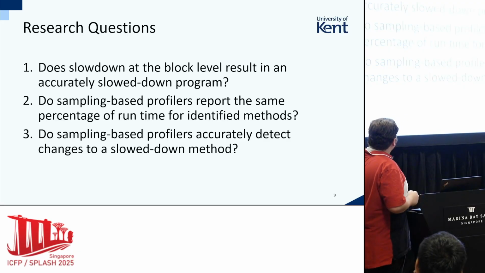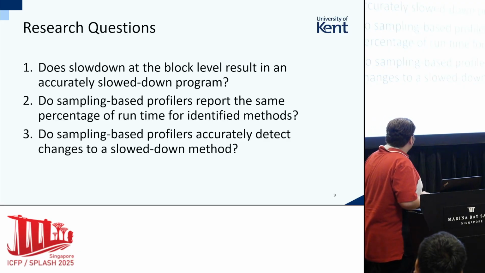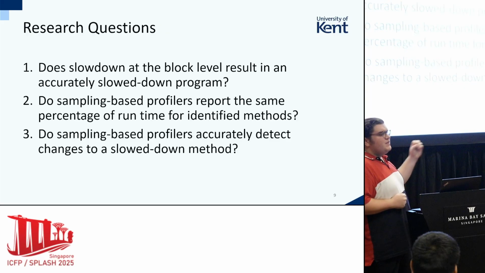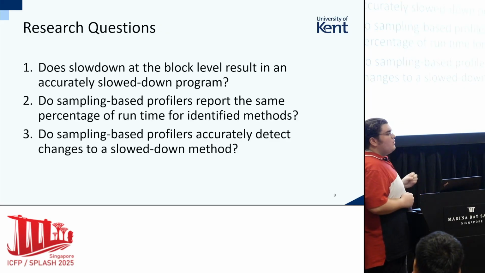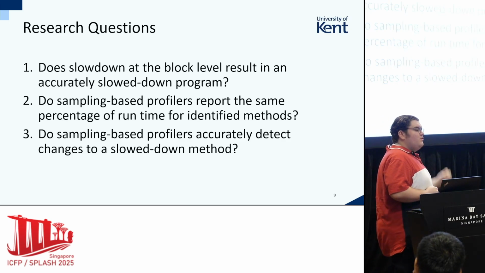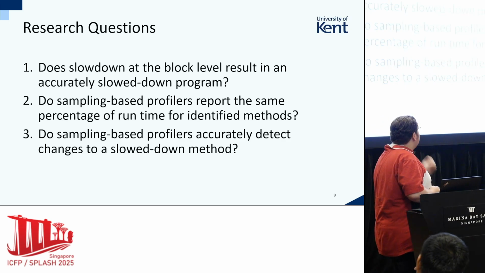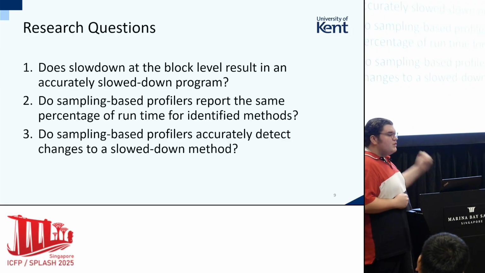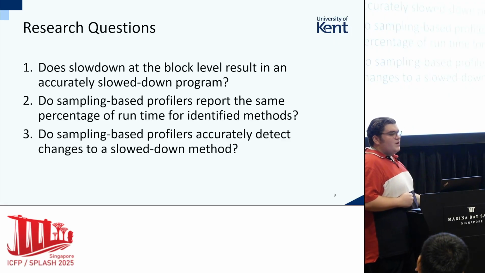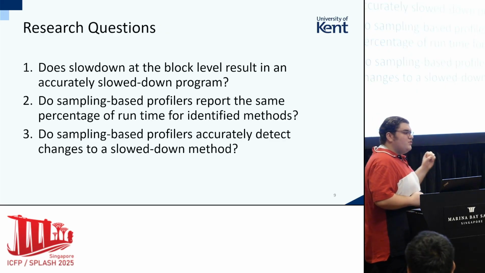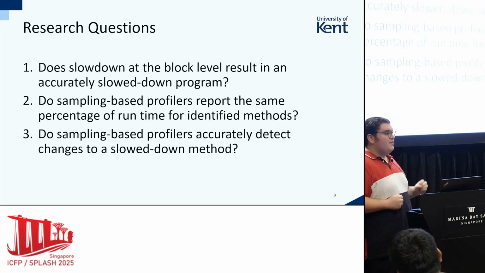And finally, do sampling-based profilers accurately detect changes to a slowdown method? This is actually the real test of whether we can now evaluate profiler accuracy. We're going to deliberately make parts of the program run slower, and we can evaluate profilers on whether or not they can detect that slowdown and how accurately they detect that amount of slowdown.